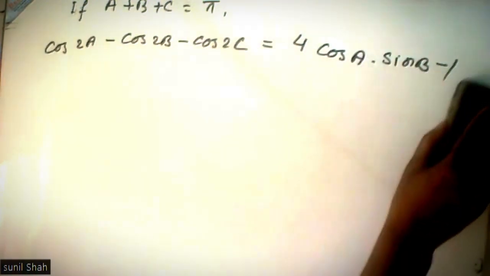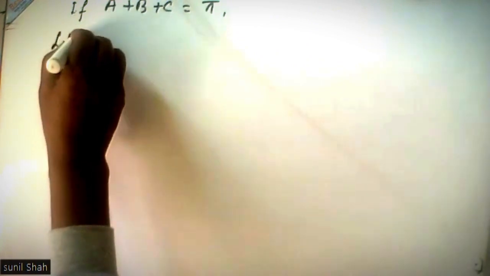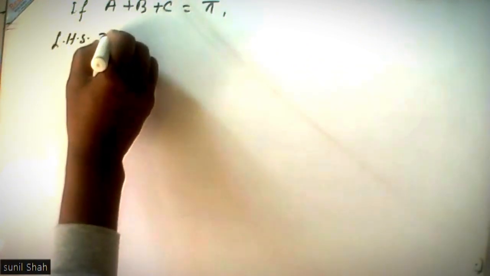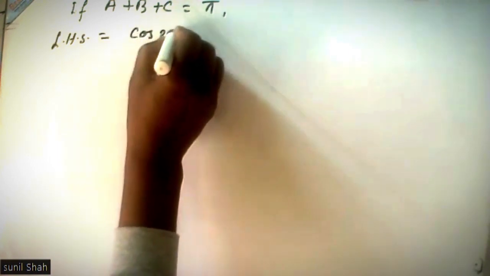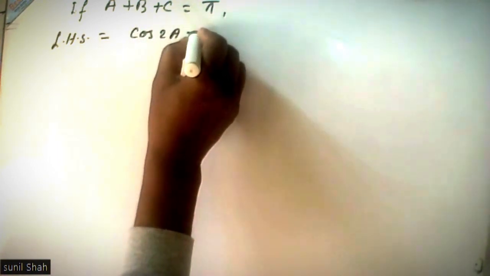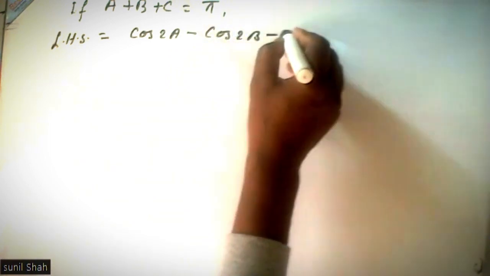You may copy down this question, and then we have LHS is equal to cos 2a minus cos 2b minus cos 2c.